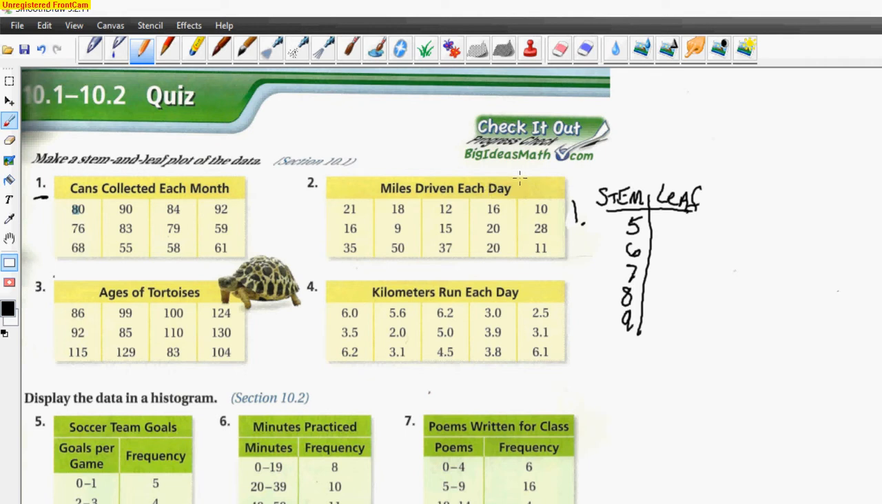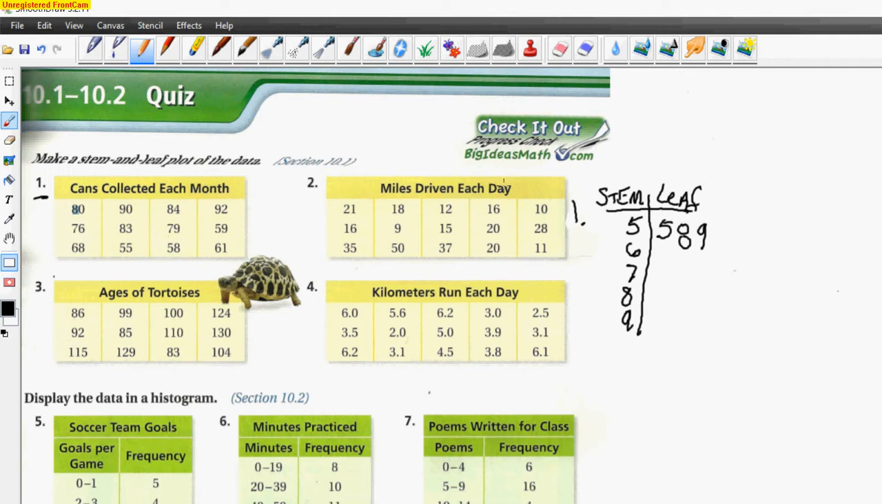Great. So now what we're going to do is just put the leaf part on there, which is really the ones. What is the smallest number that you see in this actual list that says cans collected each month? If you said 55, you are totally correct. So we're going to put a 5 right there. What is next? 58. You are correct. So we're going to put 8 right here. And then the other one is a 9. So it represents 55, 58, and 59.